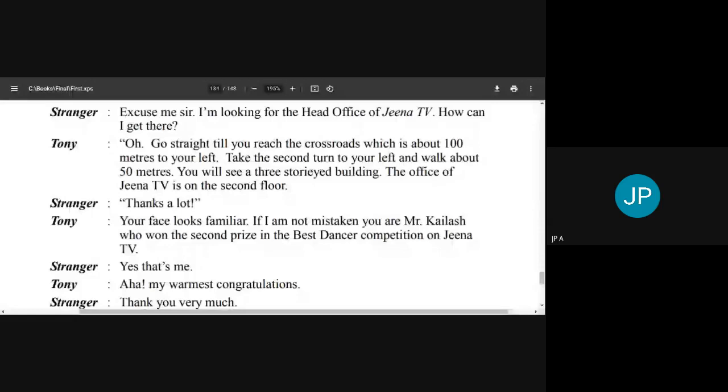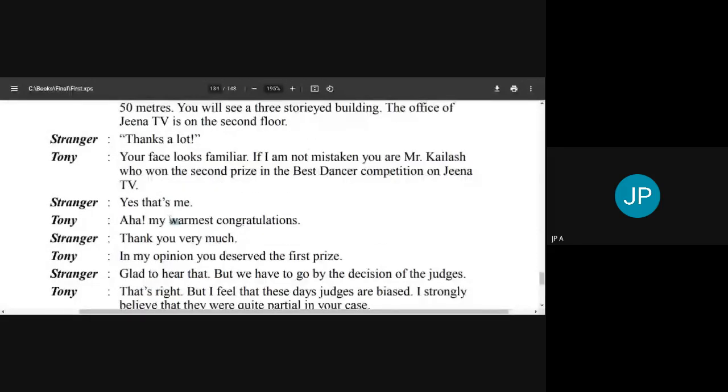Then you can see another language function here, that is congratulating somebody, making congratulations. Yeah, that is also a language function. And accepting congratulations by saying thanking. So thanking someone is also a language function. So there are many language functions that can be weaved into one particular conversation.